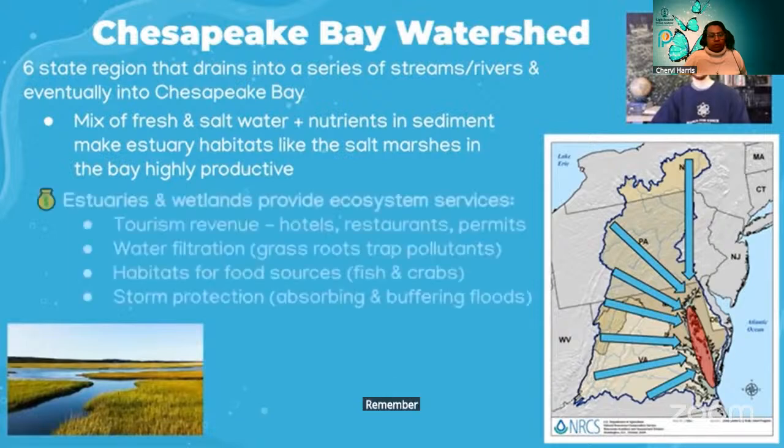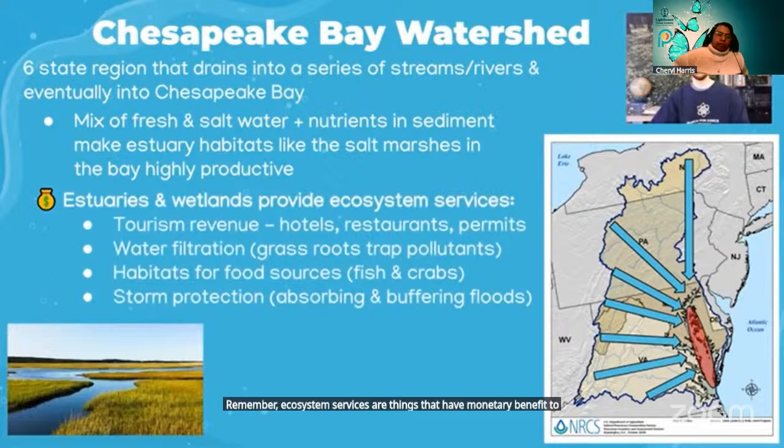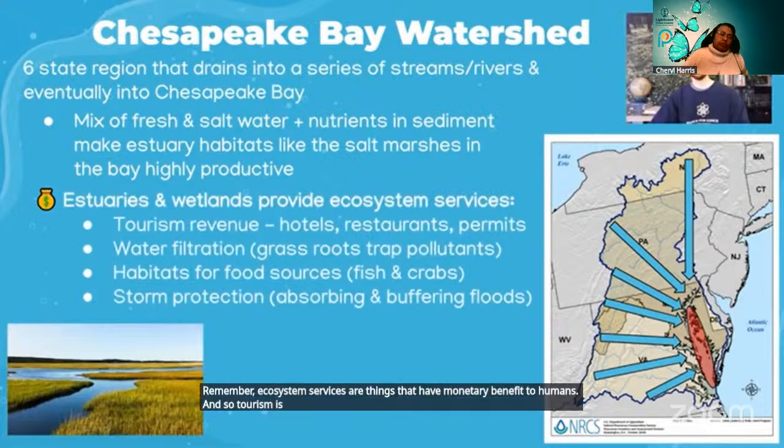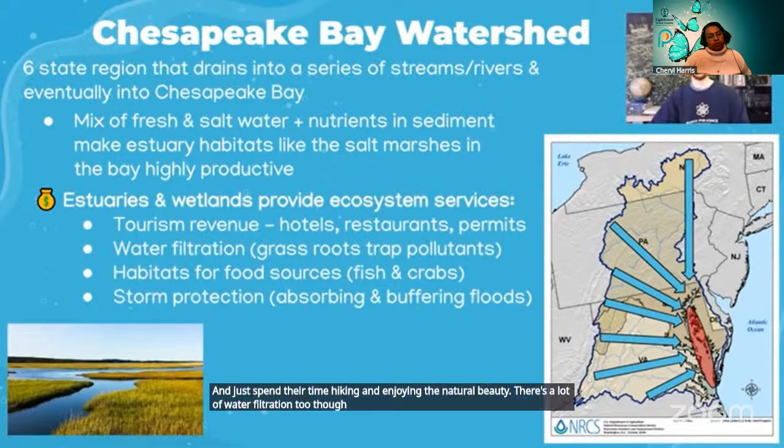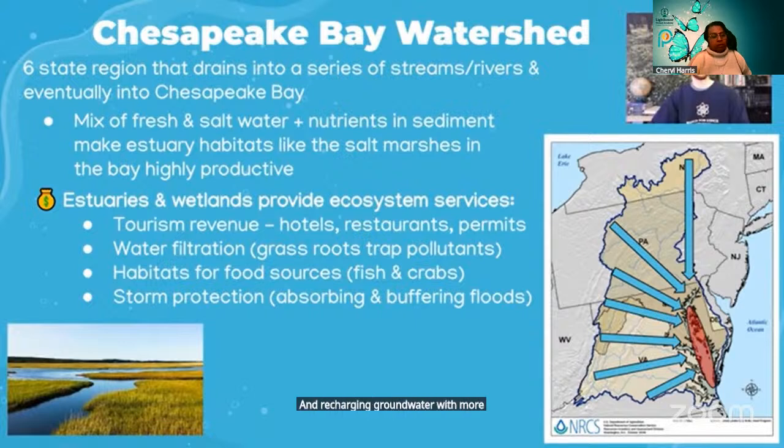Remember, ecosystem services are things that have monetary benefit to humans. Tourism is one. People are going to come and stay in hotels and pay to go on tours here and just spend their time hiking and enjoying the natural beauty. There's a lot of water filtration too. So we don't have to filter as many pollutants out of our water because estuary habitats and wetlands are really effective at trapping pollutants in their roots and recharging groundwater with more clean water than if they weren't there.